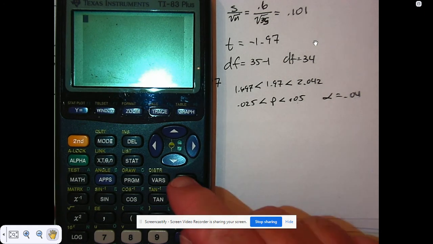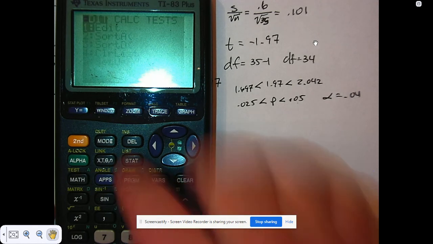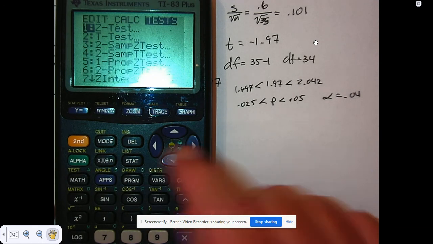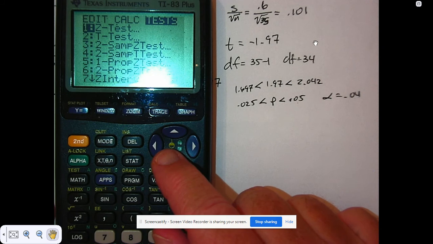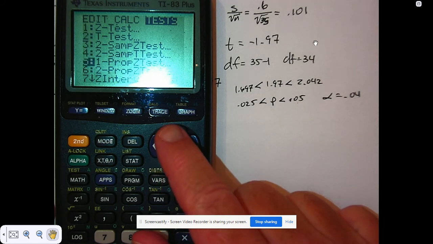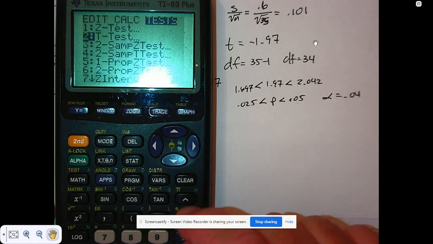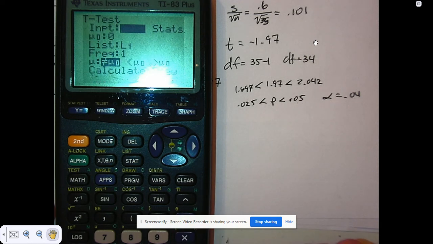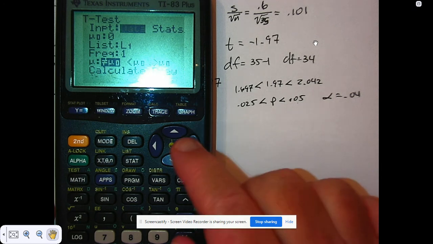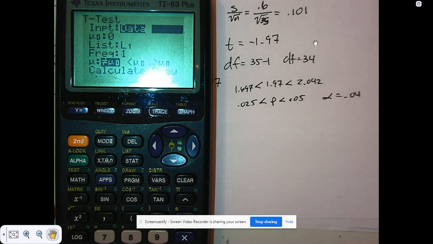Anyway, we're going to go to stat. We're going to run a test. This is going to be a 1 proportion t-test? No, because it's not a proportion. It's just a plain old t-test. Okay? Now I'm going to put in stats. I'm not going to put in data. Sometimes it asks you for your data, sometimes it doesn't. I'm going to put in my stats.